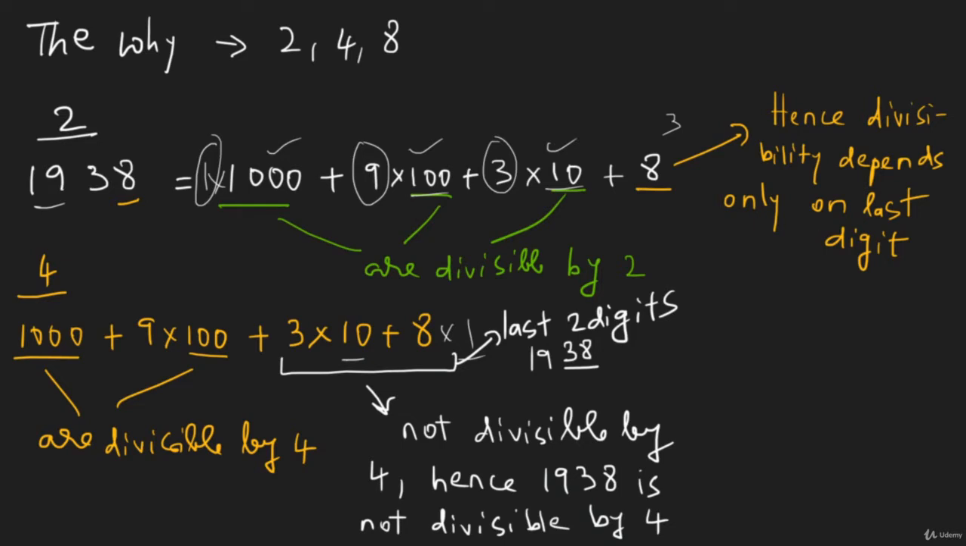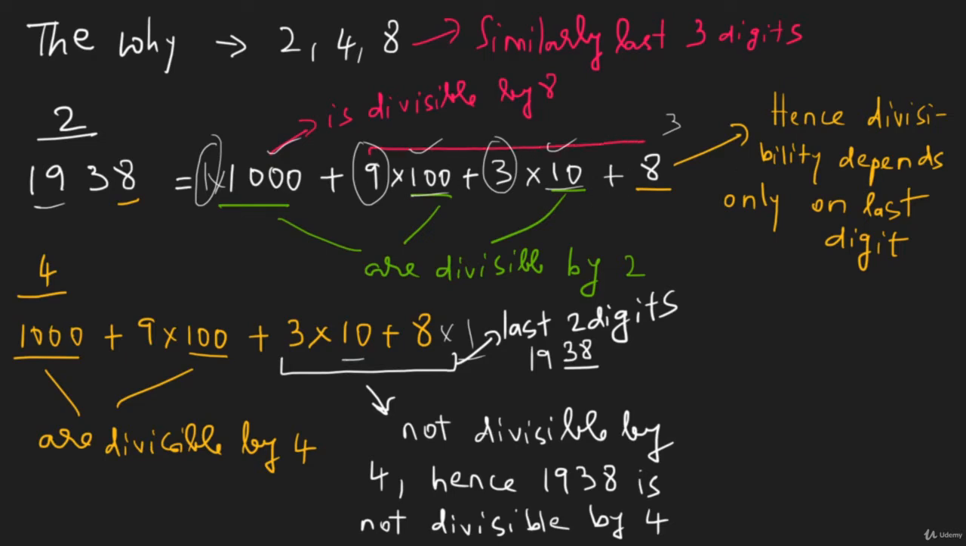Alright. In a similar manner, when it comes to 8, you have to check the last three digits. Now you can observe that 1000 is divisible by 8, and this part over here, this is the last three digits. That's why when you want to check divisibility of 8, you have to check whether the last 3 digits are divisible by 8 or not, because anything above that, right, if it's a 5 digit or 7 digit or 10 digit number, any place value above 100, that is 1000 onwards, will be divisible by 8.